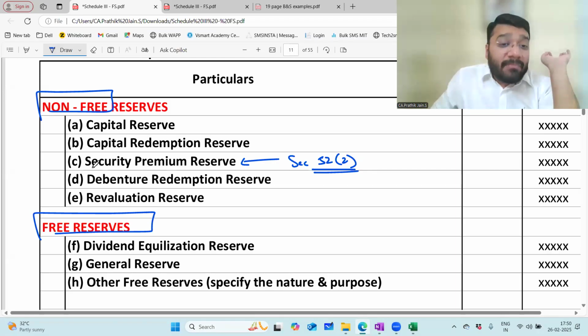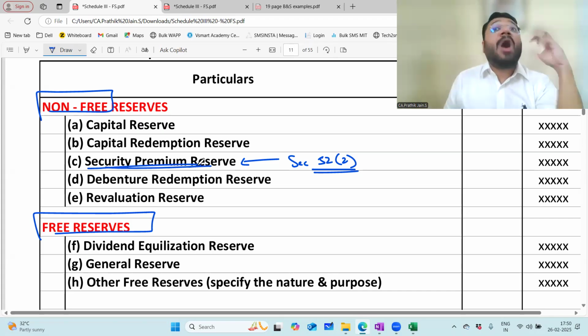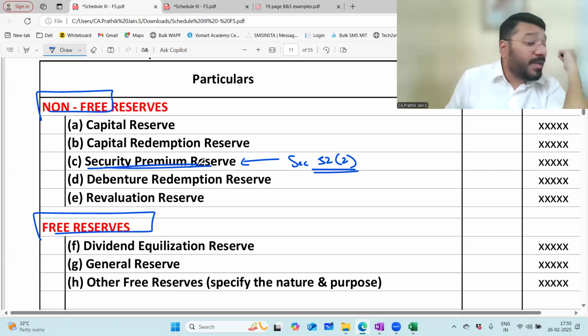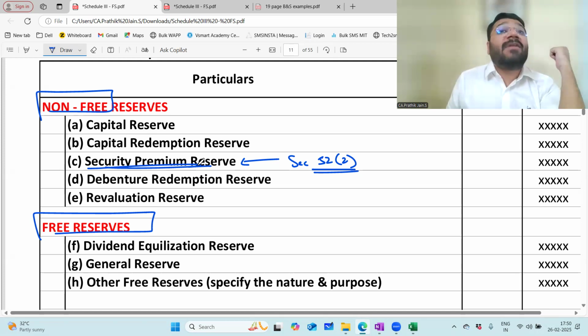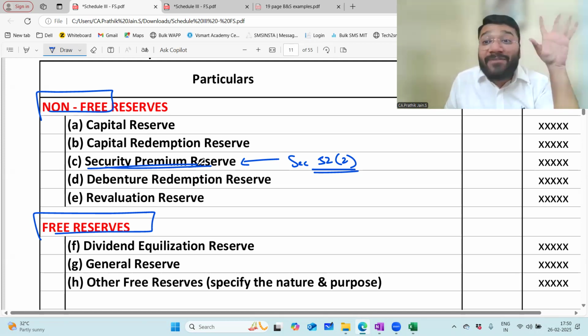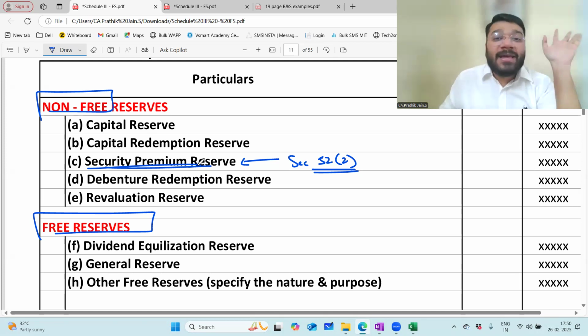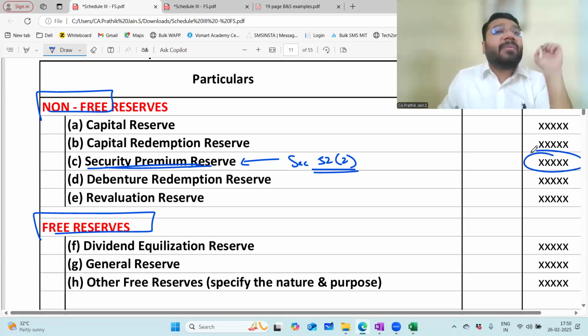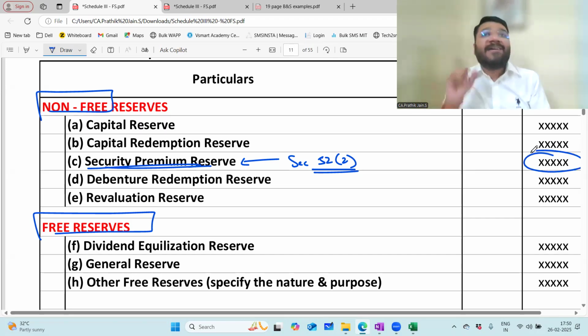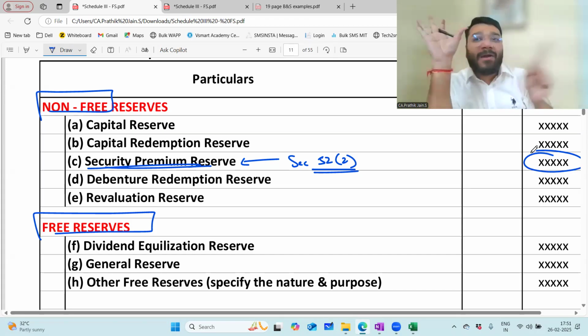That is, the money that you collect against the securities premium, how you can utilize it. Section 52 subsection 2 has given how many utilizations? Five utilizations. Means whatever money is lying in the securities premium account, you can use it only for those five purposes and not apart from that.